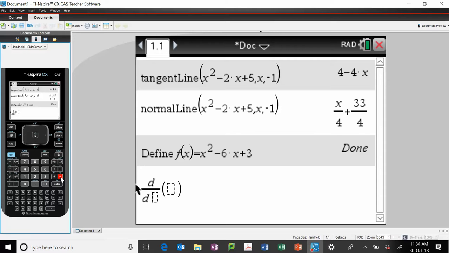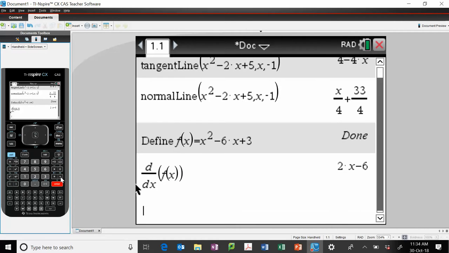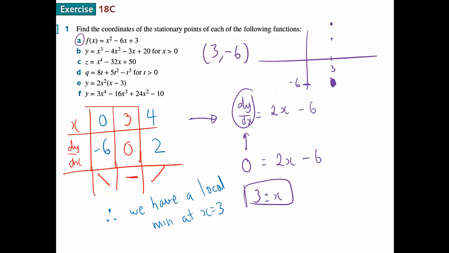So, what goes on the bottom? It's dy dx, or dy dz, or whatever variable you want to work with. But in our case, we're working with x's. So on the bottom there should be x. And what's here? Well, you defined the function already, so just type f of x. Instead of typing the equation again, you can type f of x. Press enter. That's exactly the same answer we got when we did it by hand. See, the derivative is 2x minus 6.